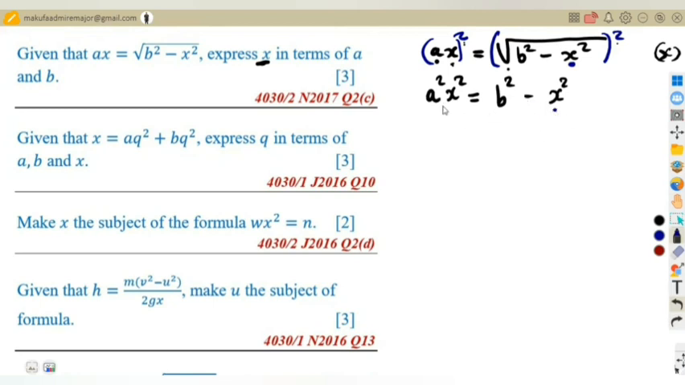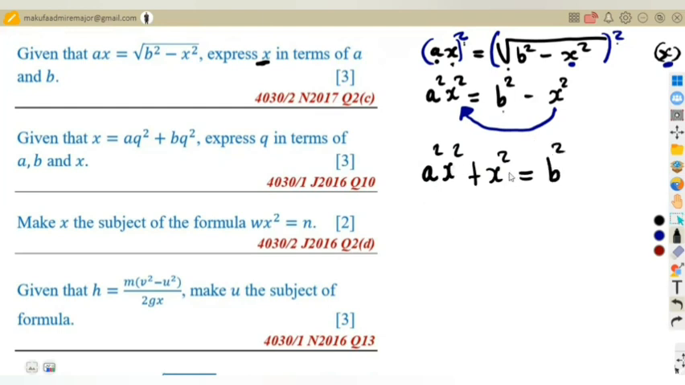In this case, it's not wise for you to collect this term on this side, because it's going to be a negative. It's wiser for you to collect this term here so that it becomes a positive. Since it carries the x to be the subject, let it be positive. So we are going to remain with a²x² + x² on this side, which is equal to b².